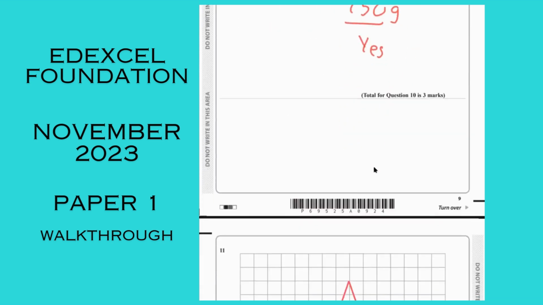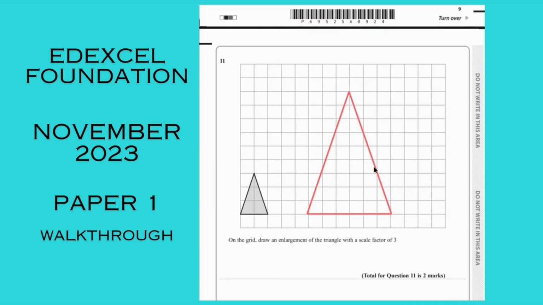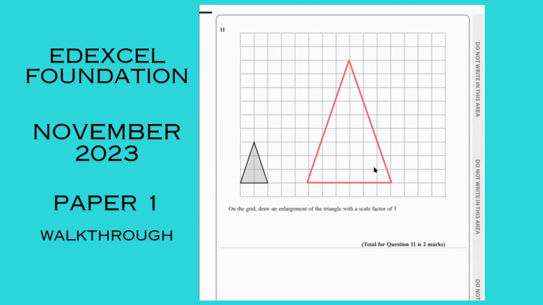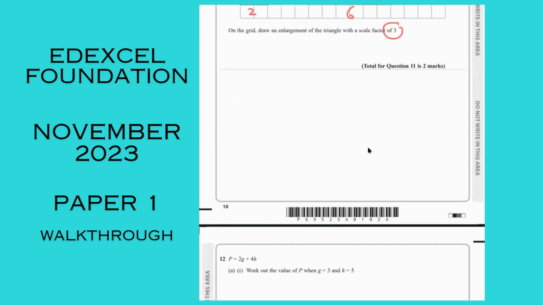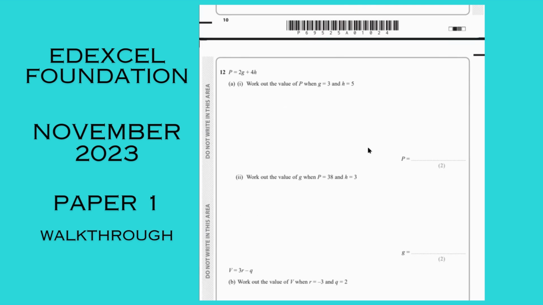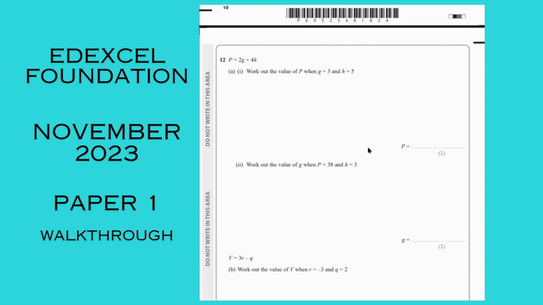On to number 11. I've also cheated for this, because again, I'm rubbish with technology. Doesn't matter where you draw it. Scale factor of 3 means the base must treble and the height must treble. Does not matter where on the grid. There's no centre of enlargement, so anywhere will do. On to the next one.